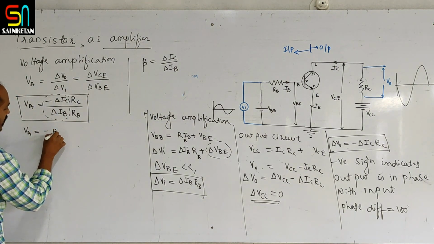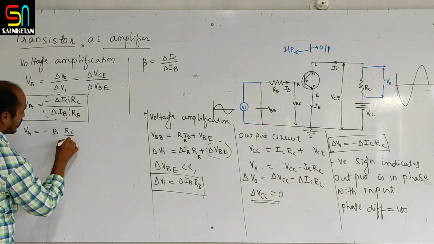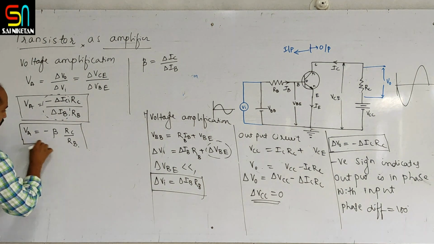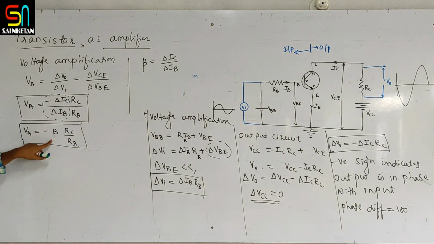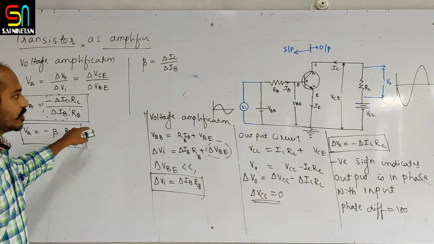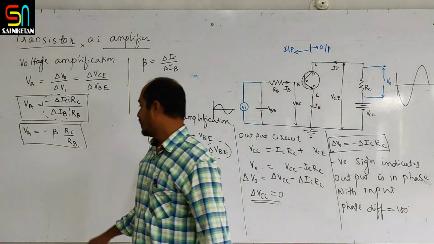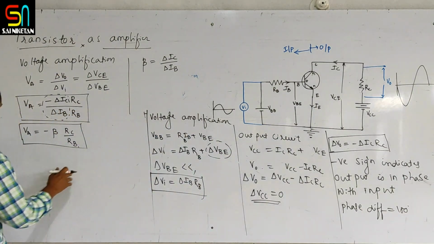So minus beta is equal to RC divided by RB. This is the voltage amplification factor. You can see that it depends upon the input as well as output current, and this term is constant because the values of RB and RC will be constant. And now the power amplification factor.